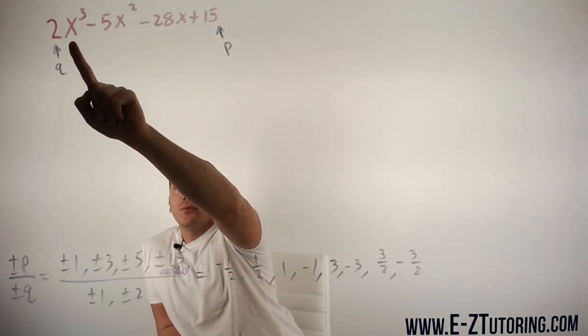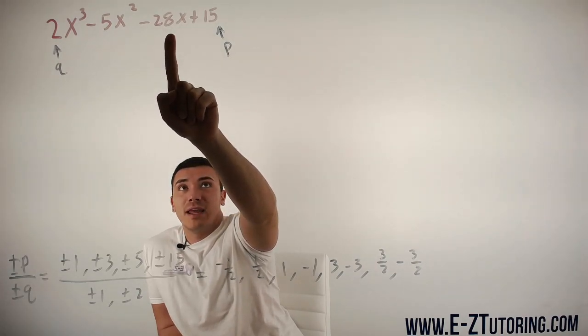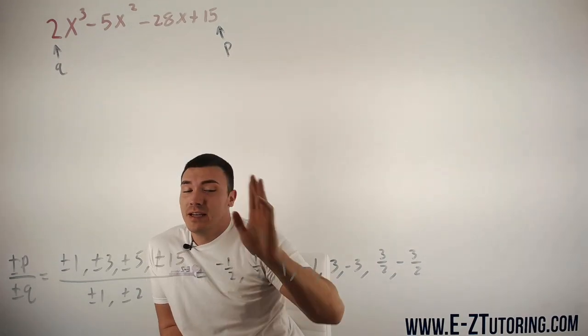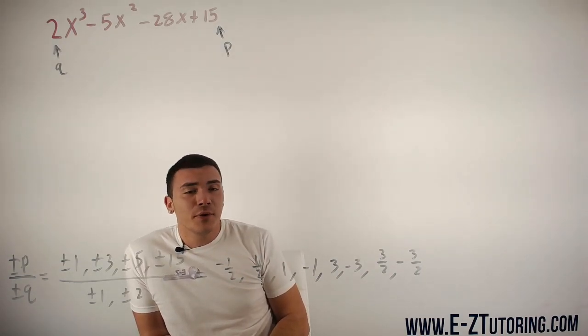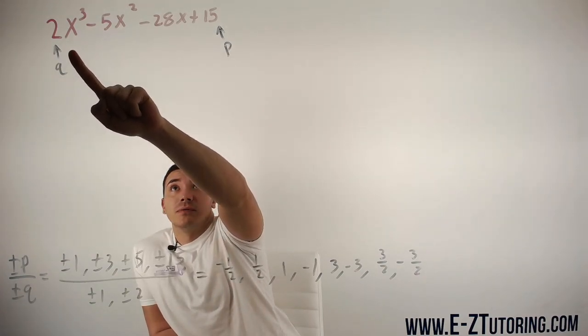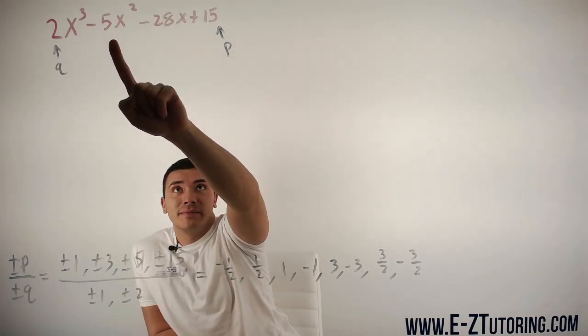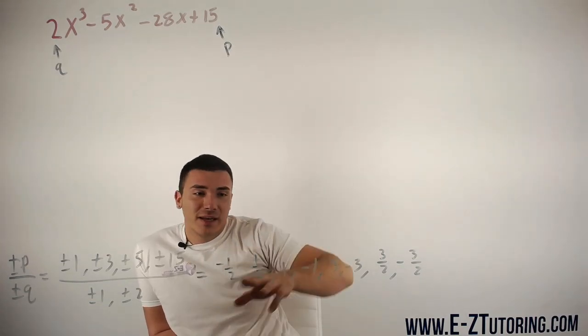We get 2 times 1, 2, minus 5, negative 3, minus 28, negative 31, plus 15. Definitely not 0. We want a remainder of 0. All right, so let's try negative 1. We get negative 2, minus 5, negative 7, plus 28, 21, plus 15, not equal to 0.